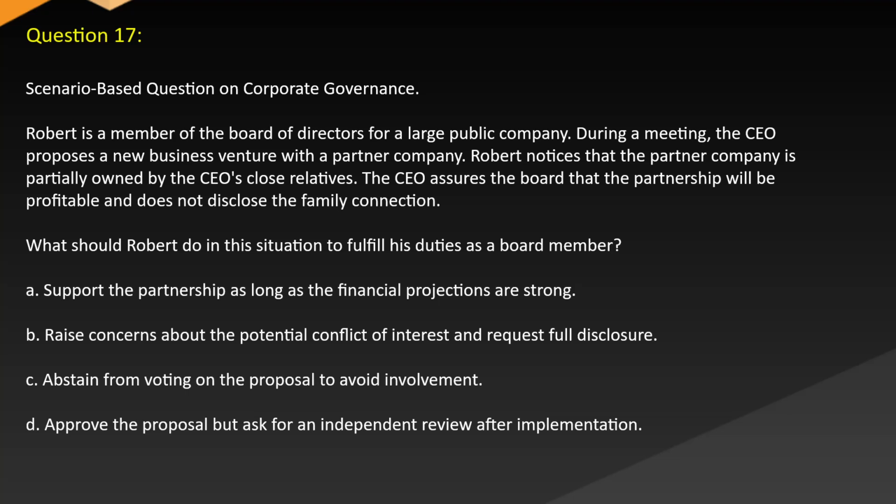A. Support the partnership as long as the financial projections are strong. B. Raise concerns about the potential conflict of interest and request full disclosure. C. Abstain from voting on the proposal to avoid involvement. D. Approve the proposal but ask for an independent review after implementation.